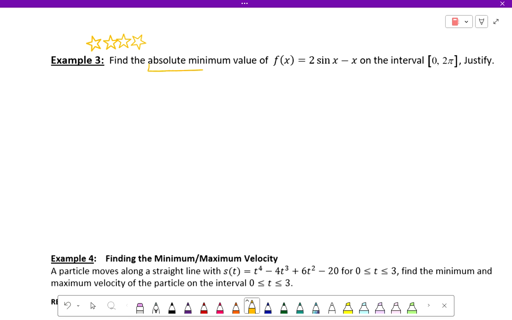Find the absolute minimum value of this guy right here on the interval, and then we're going to justify. How are we going to justify an absolute minimum value? That's going to be a table. So eventually we're going to jump to a table here. Okay? We want to find an absolute minimum. Where could absolute minimums happen? Endpoints. So there and there, or critical numbers. Yeah, local mins, which would happen at critical numbers. What do I do to find a critical number?